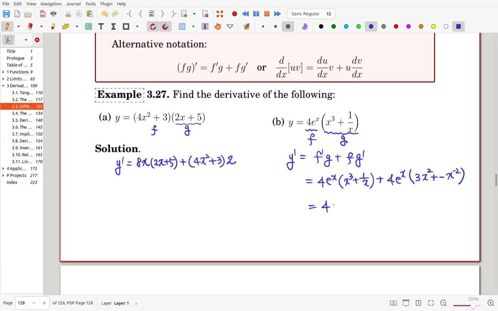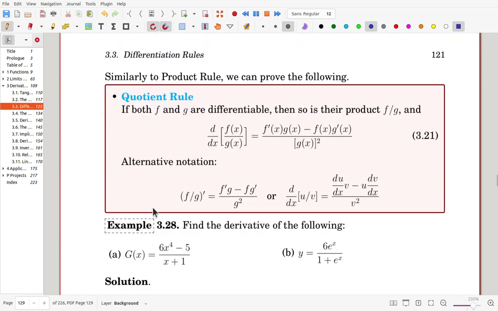And you can simplify if you want. So the 4e to the x is common, and the remaining terms are x cubed plus 1 over x, and now 3x squared minus x to the minus 2. Okay, that's the answer.